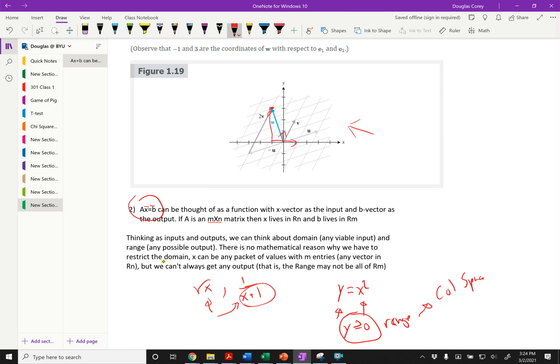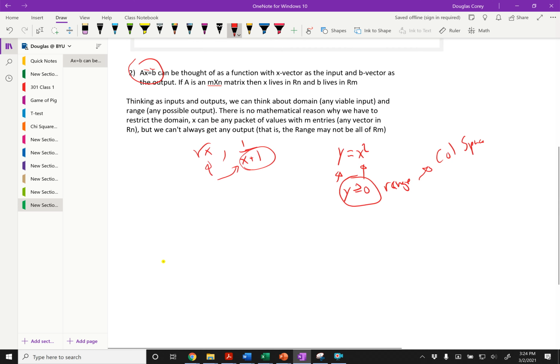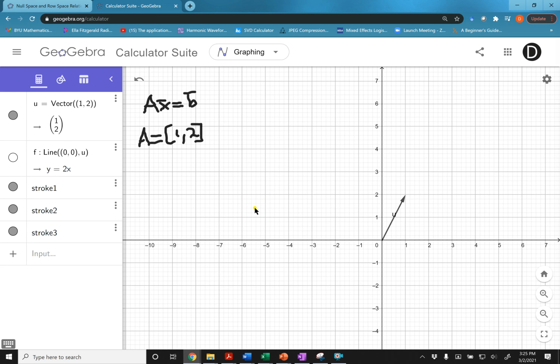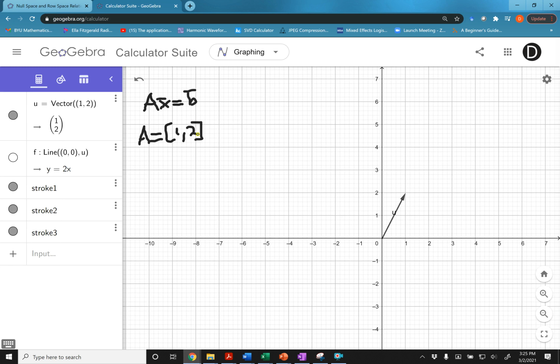So with that little introduction, I'm going to pull up a, here we go. We're going to start off with something very simple, Ax equals b, where we just have 1, 2. Oh, I wrote it as a row vector instead. I did want it as a row vector, but I shouldn't have put that comma right there, so I apologize. It should be 1 2 without the comma.